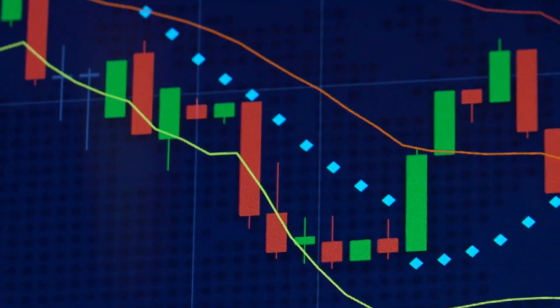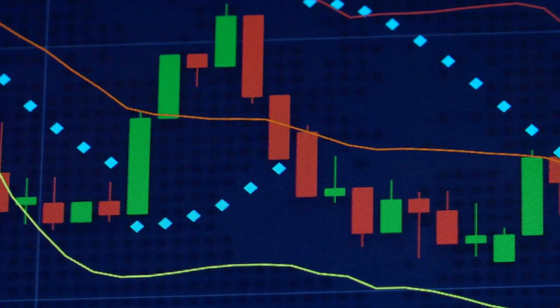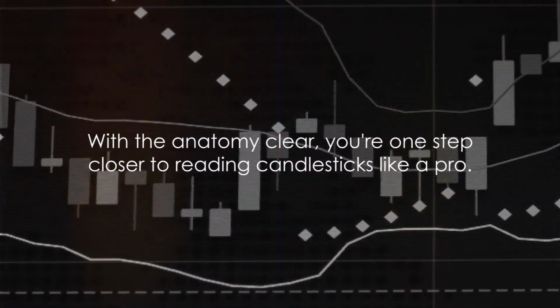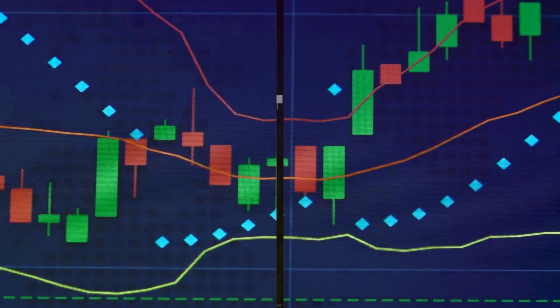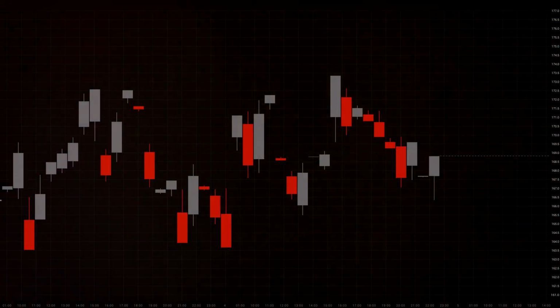It's like learning a new language. A language of patterns and trends that can help you make sense of the market's complex movements. With the anatomy clear, you're one step closer to reading candlesticks like a pro. Patterns are the language of candlesticks. They tell a story of market sentiment.